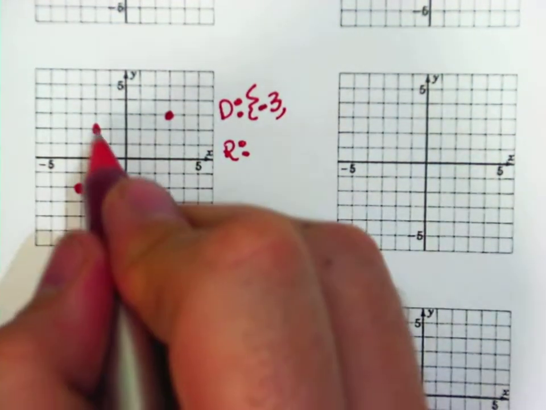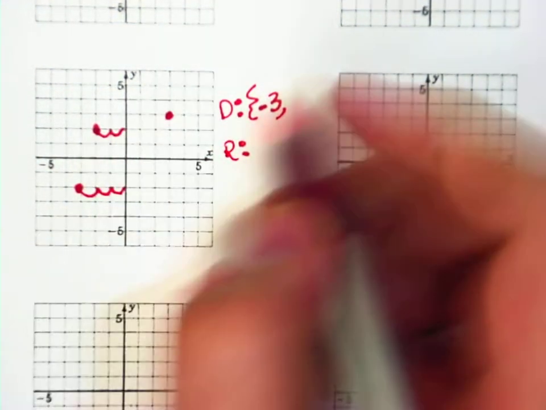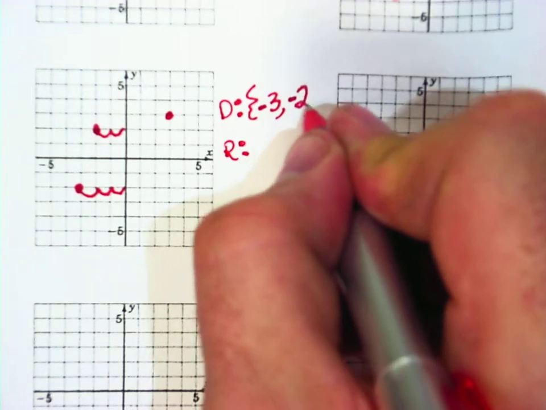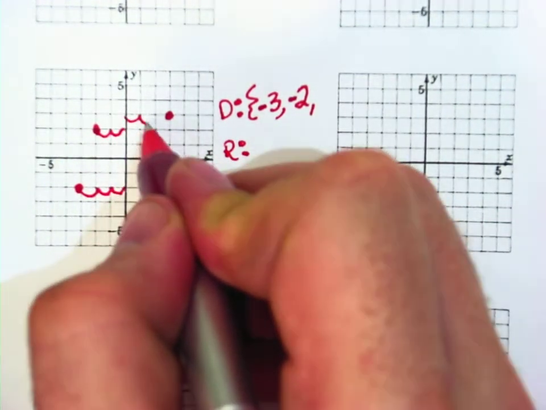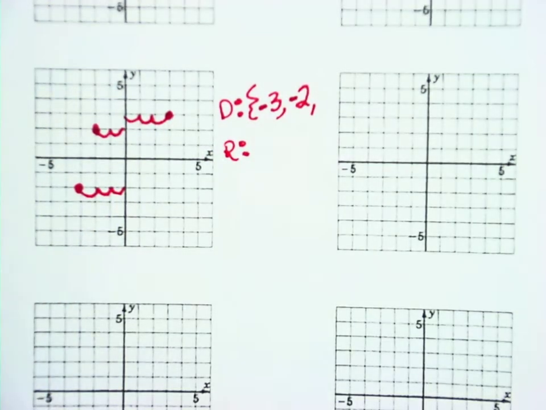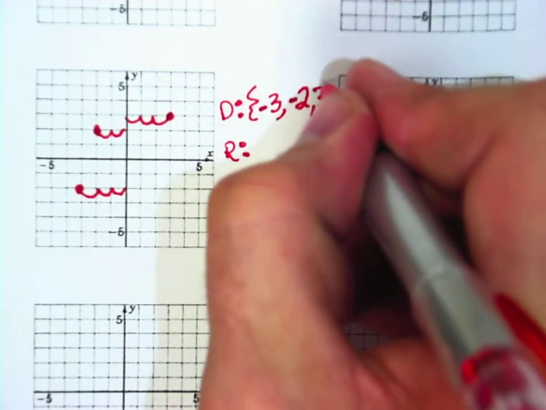All right, then I go to that next point here. I go to the left 2. The next value there is going to be negative 2. All right, then I've got 1 point left, so I'm going to go over 3. I went to the right 3, so that becomes a positive 3.